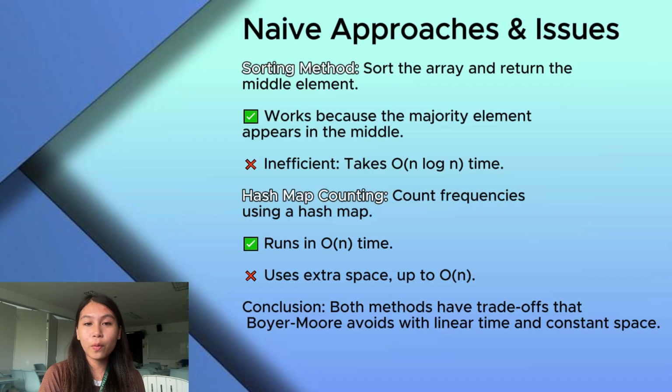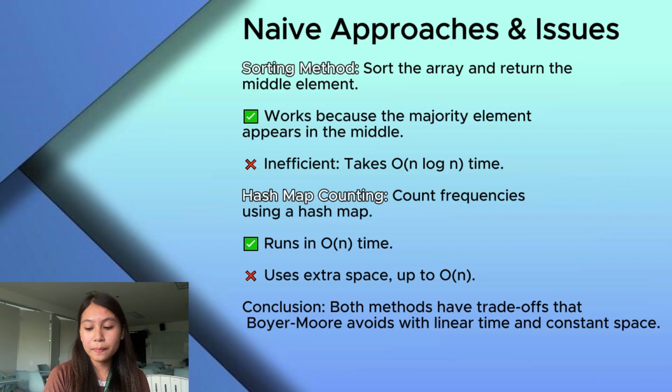Before we dive into the Boyer-Moore algorithm, let's look at some straightforward methods you might think of. One is sorting the array and then returning the middle element. This works because the majority element will definitely be in the middle after sorting. However, sorting takes O of n log n time, which can be slow for large datasets.